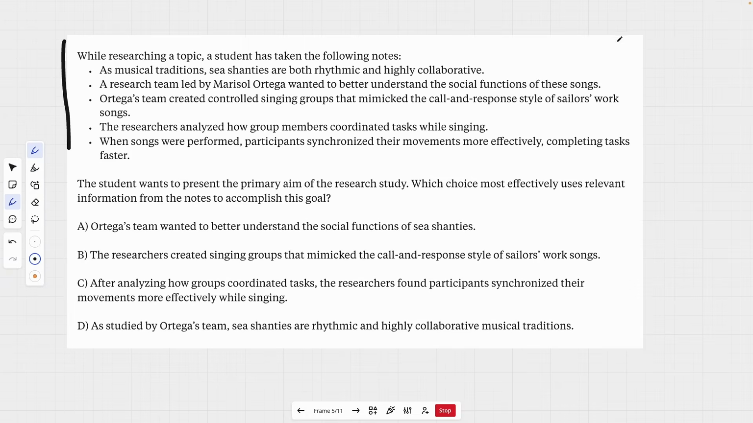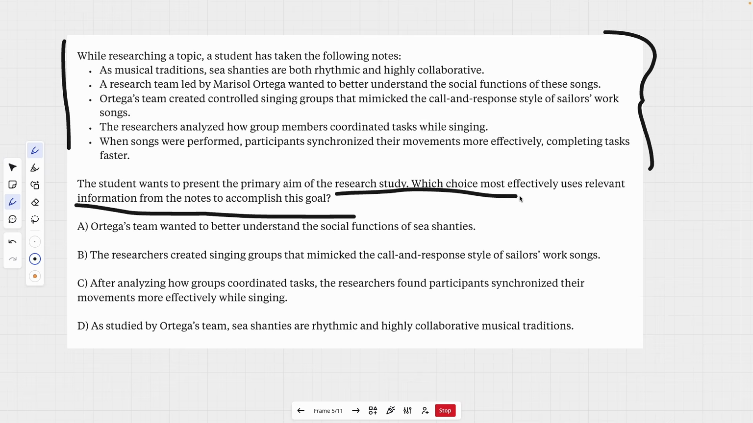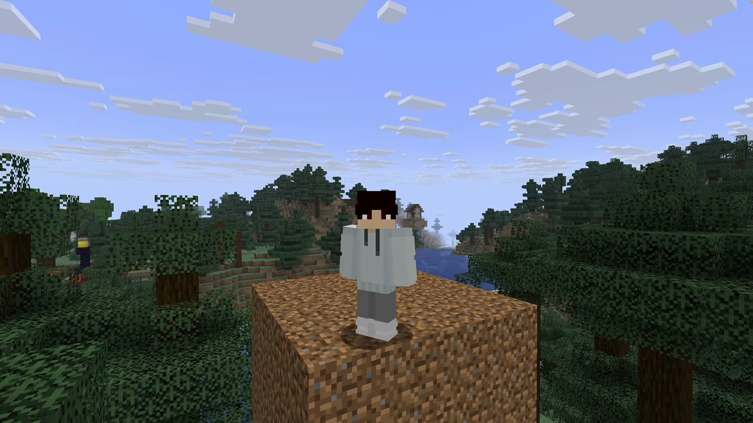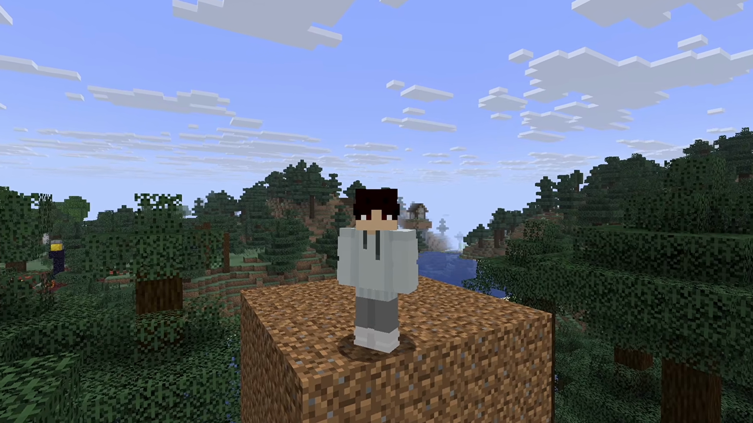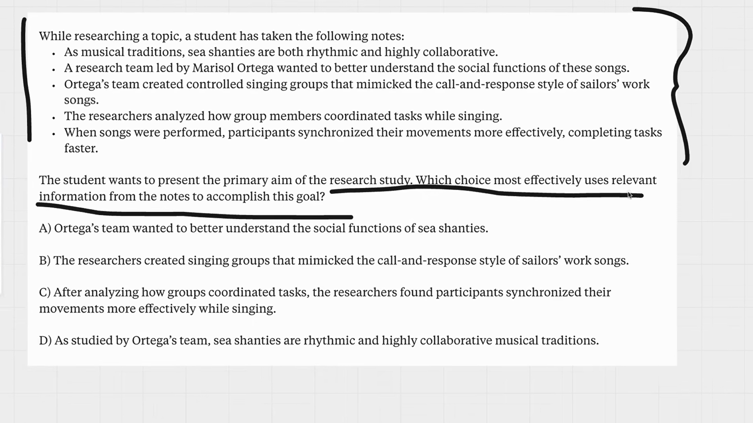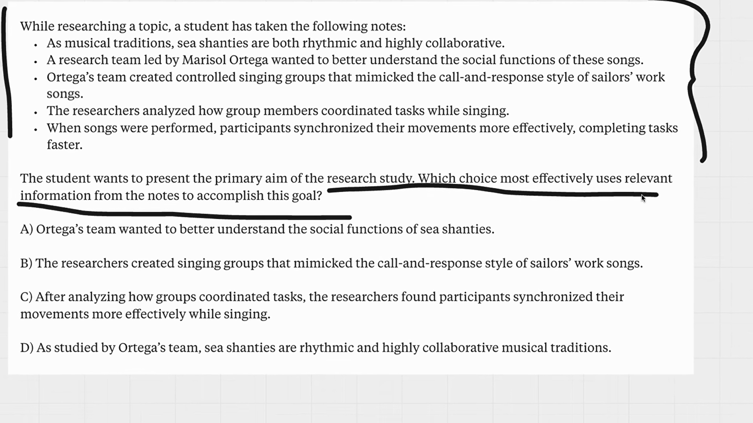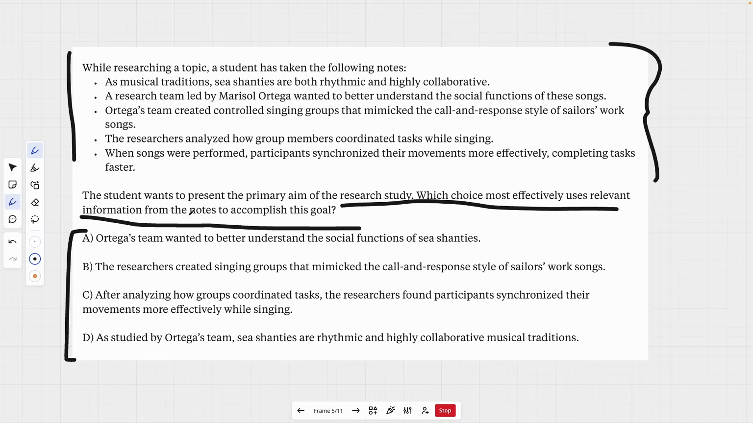You almost never actually need to read the notes. All you have to do is read over the question and then pay careful attention to try to find the choice that most answers the question. When I say most answers the question, I mean which one really adheres to the contours of what the question is asking. Which choice most effectively uses relevant information to accomplish this goal of presenting the aim of the study. So a bunch of these are going to be kind of correct, but the only one that actually talks about the aim of the study is this one because it's the only one that says what they're trying to do, better understand the social function of sea shanties.